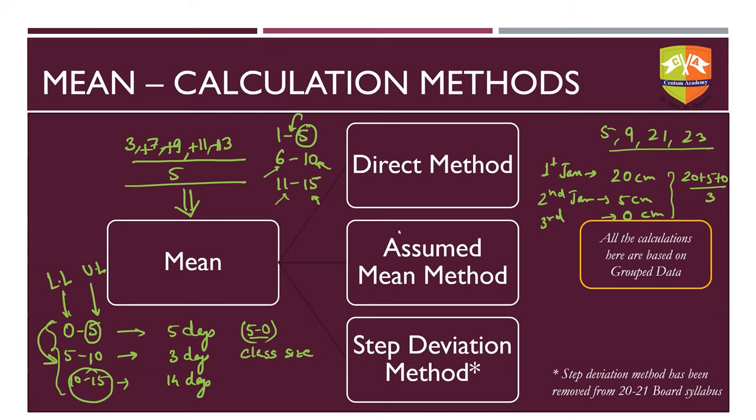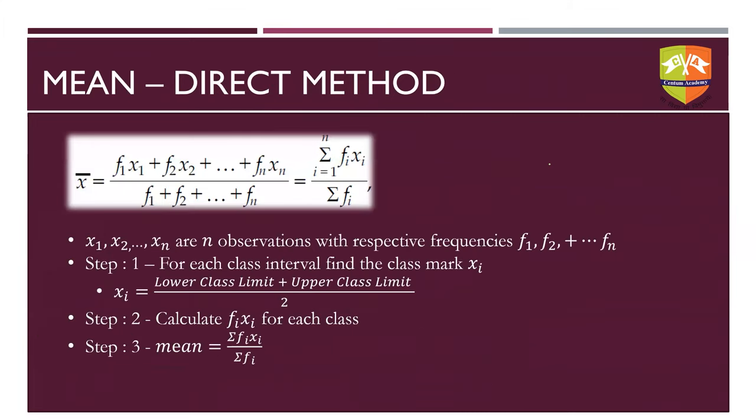Okay, folks, let's move ahead. There are three methods which have been discussed in your grade: direct method, assumed mean method, and step deviation method. But as you know, step deviation method has been removed from the 2021 board syllabus. So this part we are not going to discuss. We are going to discuss these two. Okay, let's begin. Now, very easy.